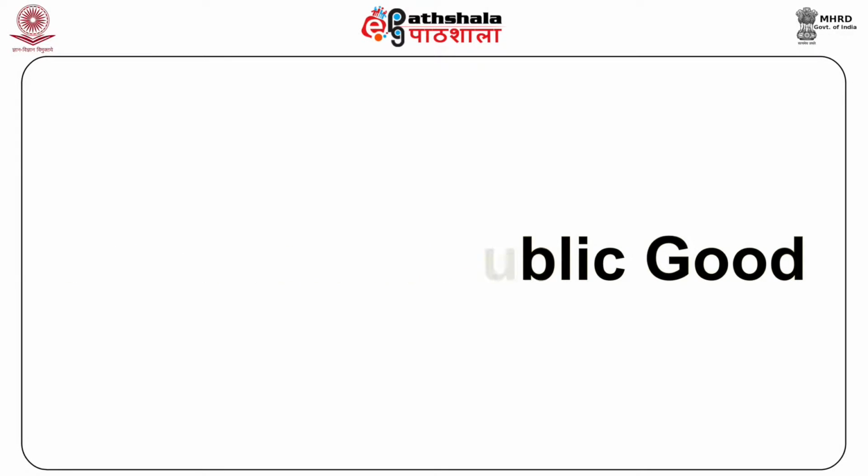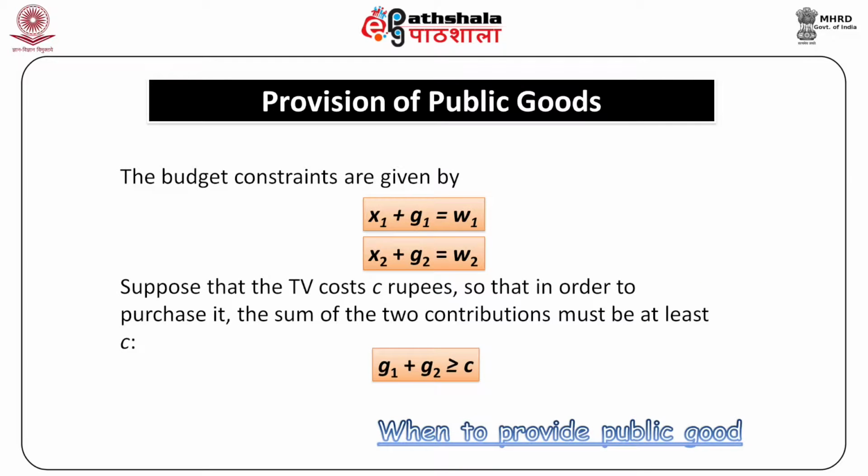Provision of public goods. When to provide public good? Let's explain this with a simple example. Suppose that there are two roommates, 1 and 2, who are deciding whether to purchase a TV or not. Given the size of their apartment, the TV will necessarily go in the living room and both roommates will be able to watch it. Thus, it will be a public good rather than a private good.